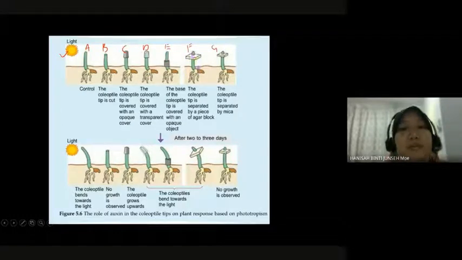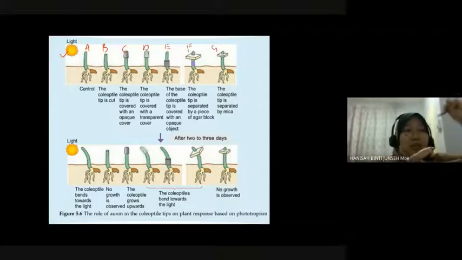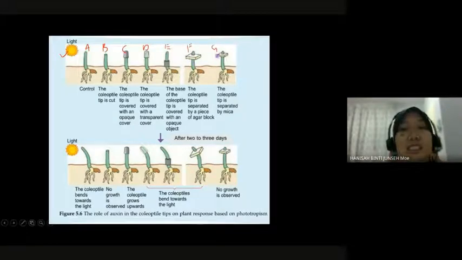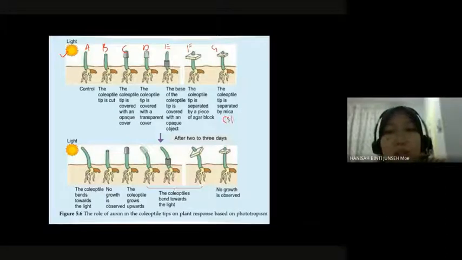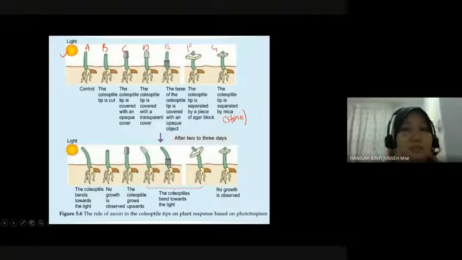Okay, F, the coleoptile tip is separated by a piece of agar block. It's been separated, meaning maksudnya dia cut lepas tu dia tutup macam tu lah. Okay, dia letak tengah-tengah, in between there is an agar block. And G, the coleoptile tip is separated by mica. Okay, mica ni dia adalah satu elemen stone, macam batu lah.